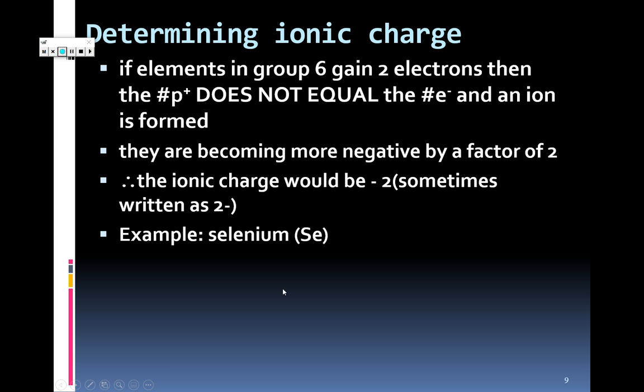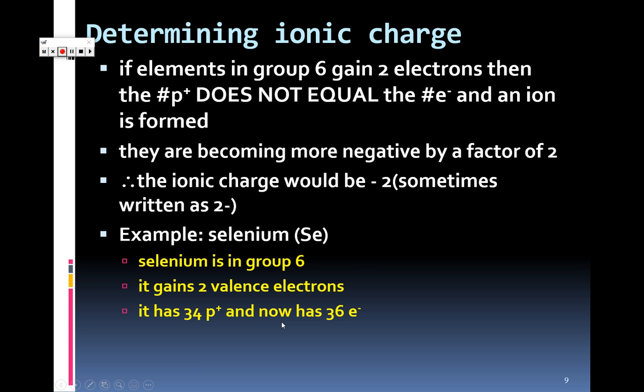Let's do selenium. Selenium is in the same group as oxygen, the same column. So it's in group 6. You're going to gain 2 valence electrons. So instead of 34, it'll have 36 electrons, which is -2.